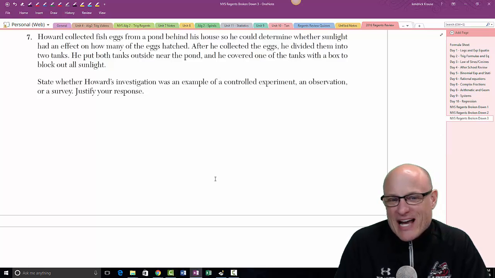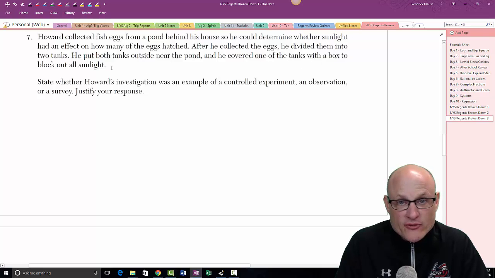He put both tanks outside near the pond. He covered one of the tanks with a box to block out the sunlight. State whether Howard's investigation was an example of a controlled experiment, an observation, or a survey. So, if it's a survey, you have to ask the fish eggs.